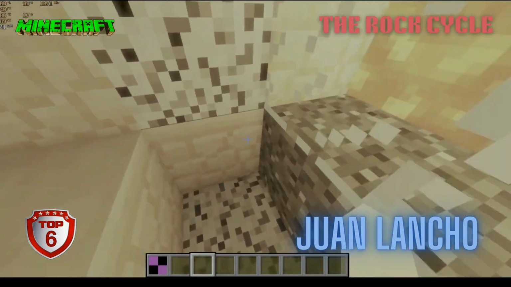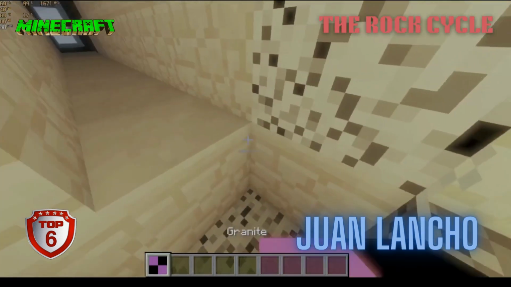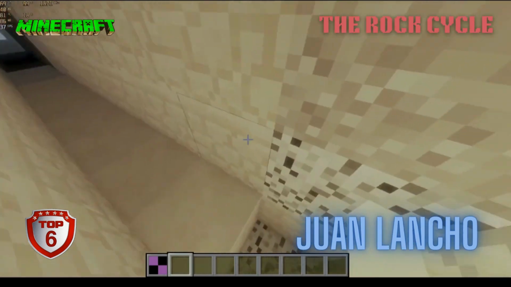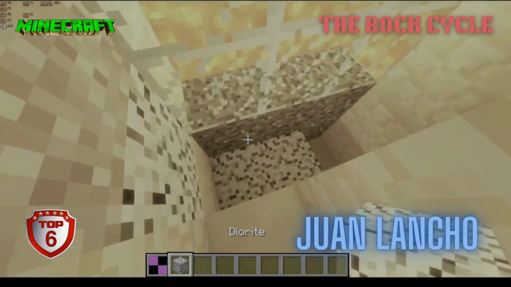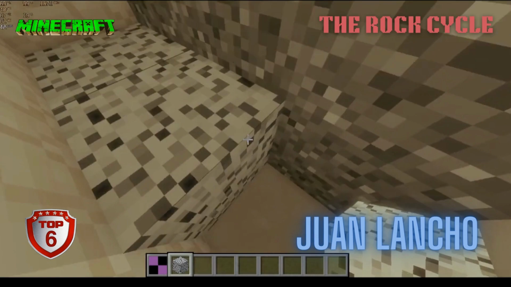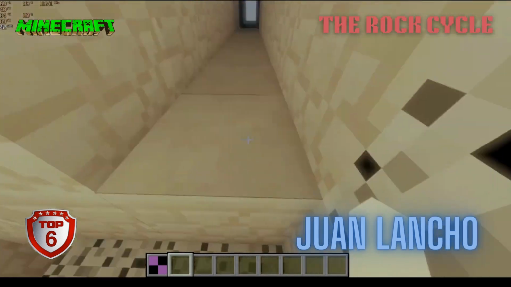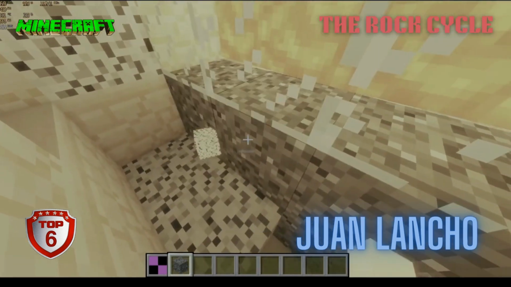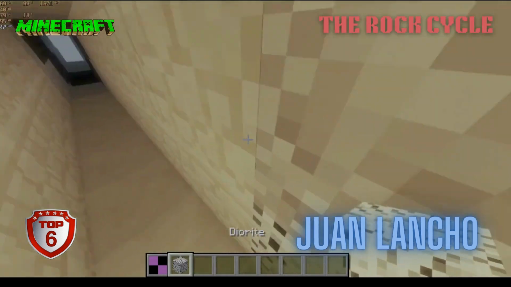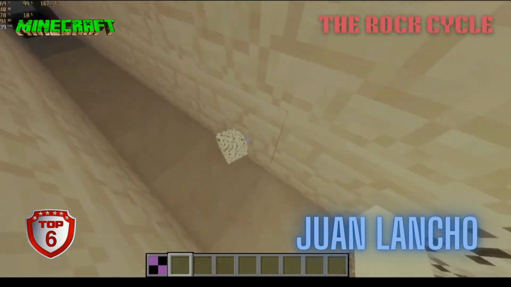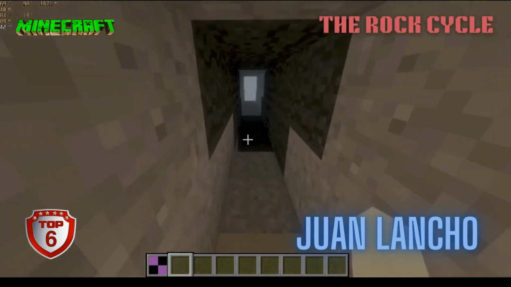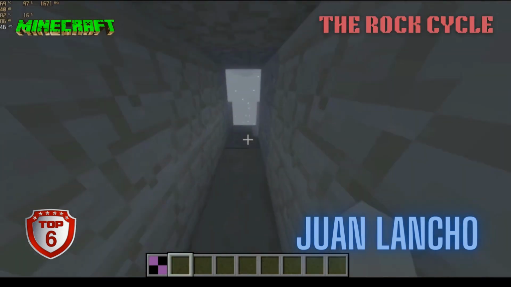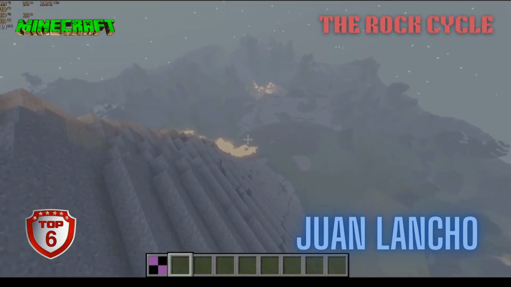Granite. Oh, this is granite. This is diorite. And the other one, I will see. Oh, it's very hot. And this is gabbro, but it's very hot here, so I will go out from the volcano.